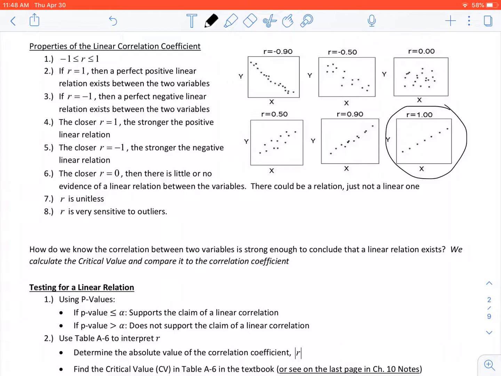So the closer r is to 1, the stronger the positive linear relation. The closer r is to -1, the stronger the negative linear correlation. The closer r is to 0, and we do have that up here also. When r is 0, you'll notice that those points do not look anything like a line. They look more like stars in the sky. There's little or no evidence of a linear relation between the variables. There could be a relation, but just not a linear one. So r is unitless, and r is very sensitive to outliers.